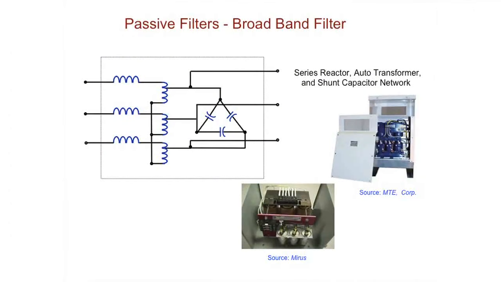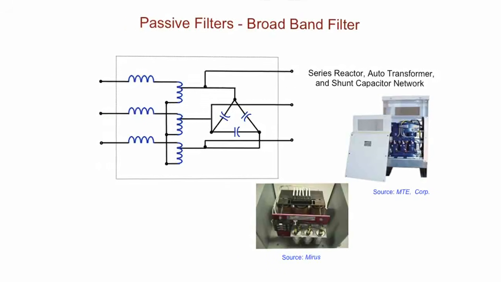A passive filter, a broadband filter. Maris has one and MTE has one, and what that is, it's an auto transformer and a shunt capacitor network that's built into these. So that's sort of the schematic layout of that filter.